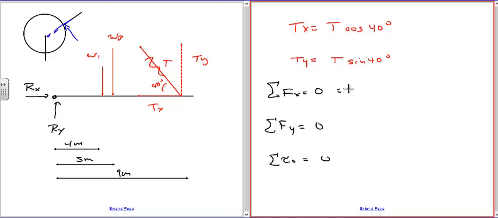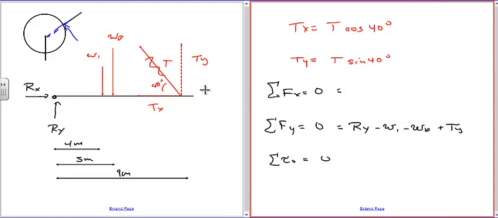Okay, so we're going to have positive R sub y, minus W1, minus the weight of the beam, and plus T sub y, and that equals 0. That's the y direction. So let me move this down here.